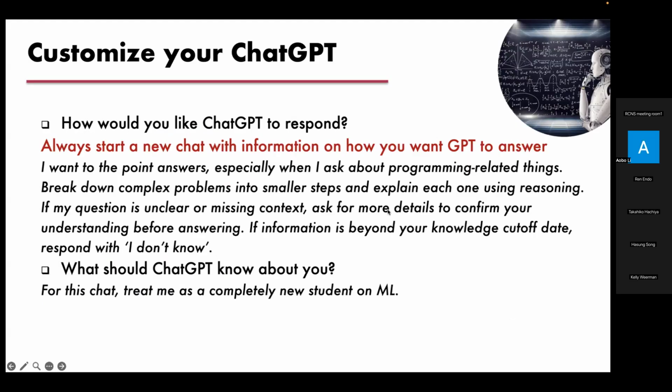And this last sentence is also very important. If information is beyond your knowledge cutoff date, respond with I don't know. GPT is trained until a certain date. Well, it used to be 2021. I don't know if it's later or not. But sometimes if you ask for information, for example, what were the most important articles about Kamland last year, it will make up something. It will just say these articles, which are outdated. So instead of making up something, it will now return I don't know to me.